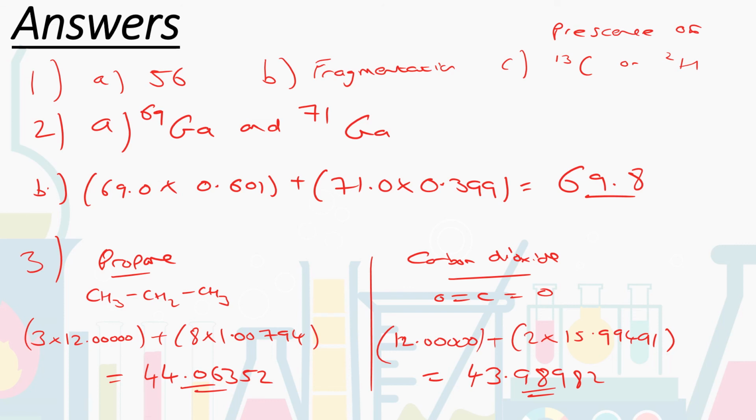For carbon dioxide, we have 1 carbon and 2 oxygens, and that comes out to be 43.98982. And so you can see that to a whole number, they're both 44, but actually to a few decimal places, here in this case to 5 decimal places, they are actually different molecular masses. And so if you took a very high resolution mass spectrum, you would see 2 molecular ion peaks, one for the propane, one for the carbon dioxide.